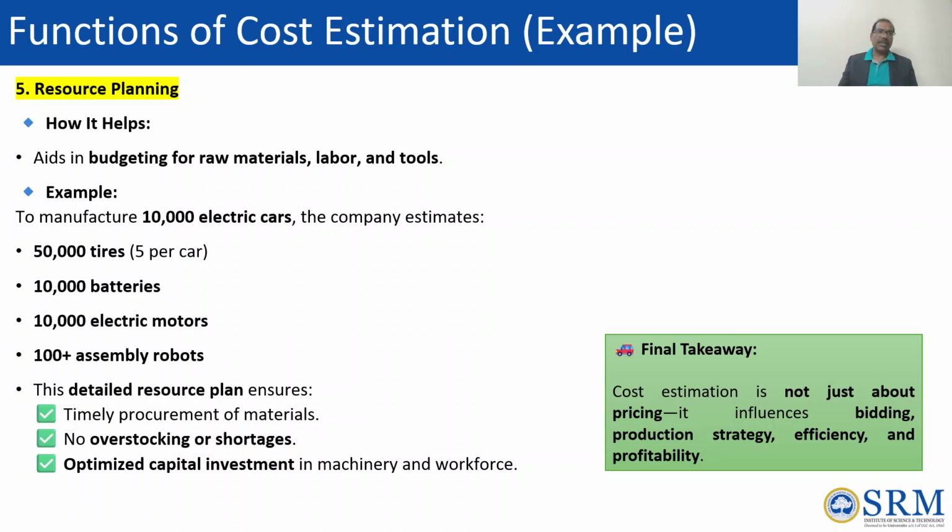So for 10,000 electric cars, instead of going with 100 plus assembly robots, if we go with only 10 assembly robots, that means the resource is lesser. We can't assemble all 10,000 electric cars on time, and we can't deliver. So again, we are going to lose some customers for that. So for this resource planning risk also, cost estimation will be helpful.